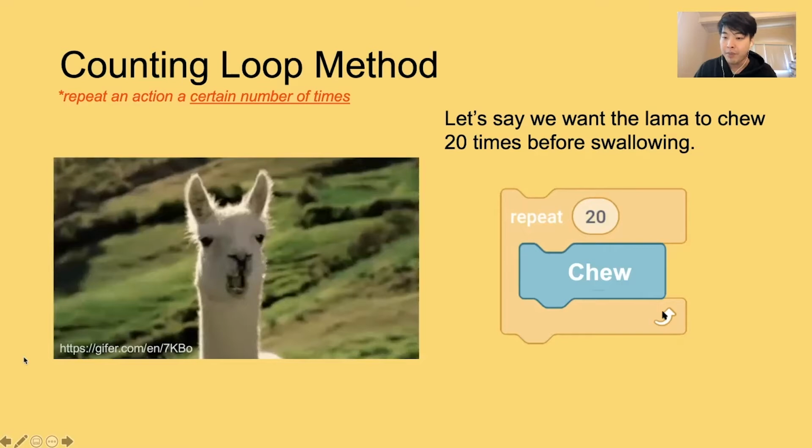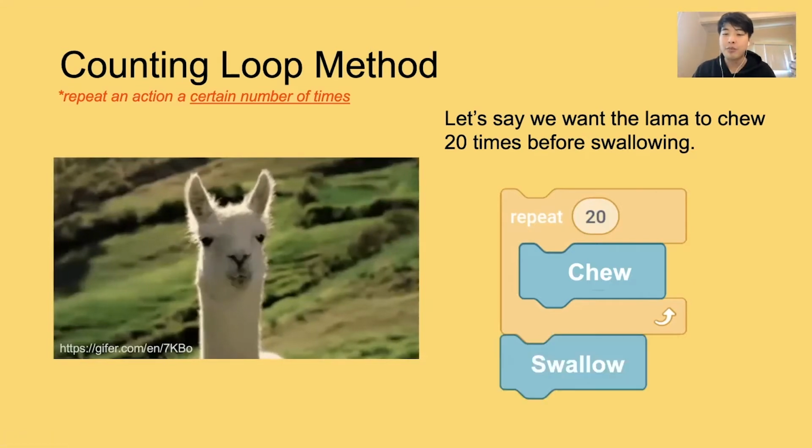Do you see this arrow? That means it's looping, okay? So one time chew, goes back, chew, goes back, and continues. But after 20 times it's done, right? It does not go back because 20 is done. Now it goes to the next step, and the next step should be swallow. You have to swallow the food, right? Now that is a counting loop. Of course, this is not practical for this case, because we can't really tell the llama to chew only 20 times, right?